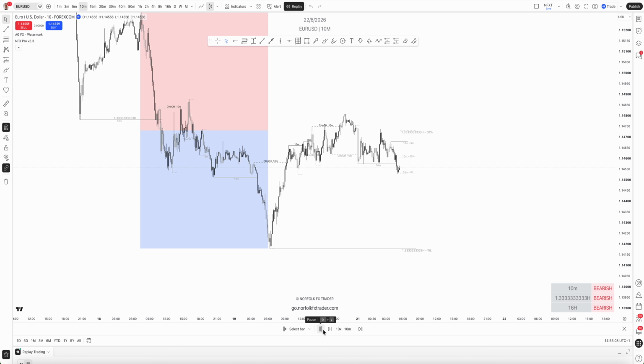Let's see if we're going to continue lower here. And we do shift back lower. Let's see if it continues lower. And the market is continuing lower. We're taking the highs. Let's see if we're going to push lower from this high. And we do. We continue to push lower again.